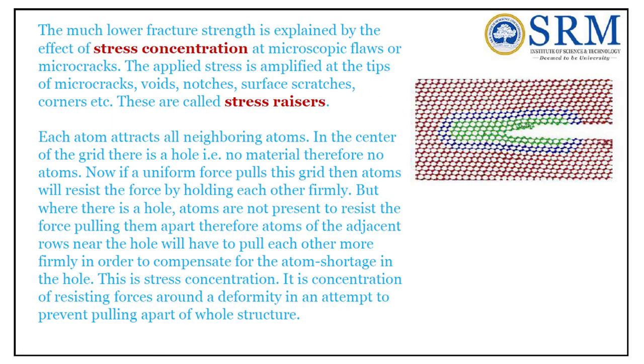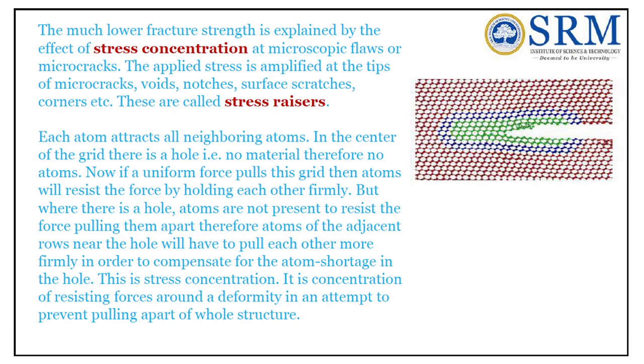Okay, so the much lower fracture strength is explained by the effect of stress concentration. Well, you know stress concentration: if any notch or stress riser is present on the surface of the material, then that point is subjected to high stress concentration. The applied stress is amplified at the tip of micro cracks, voids, notches, surface scratches, corners, etc. These are called stress risers.